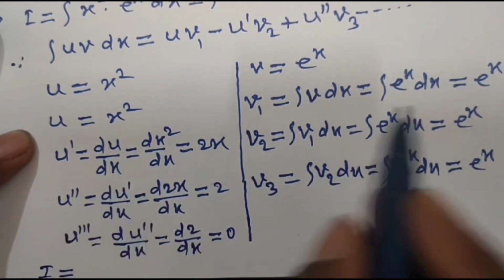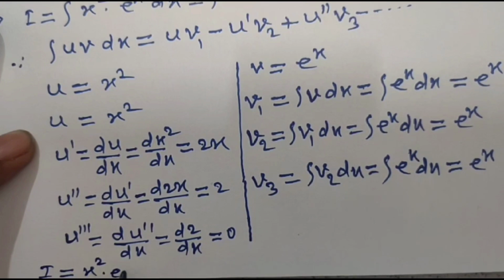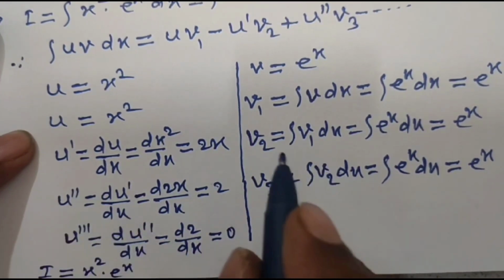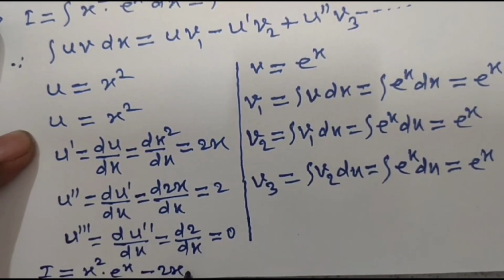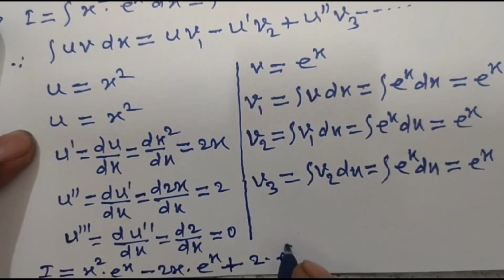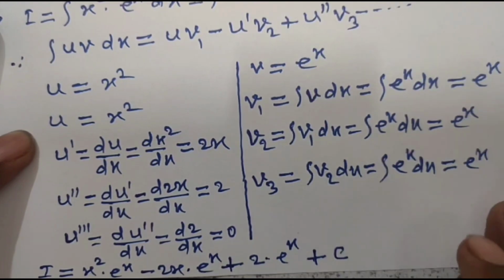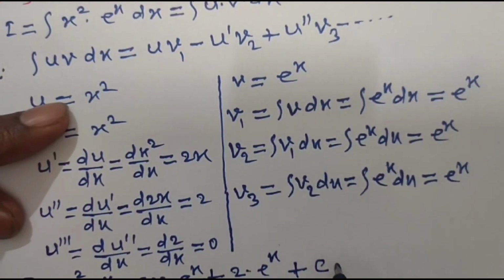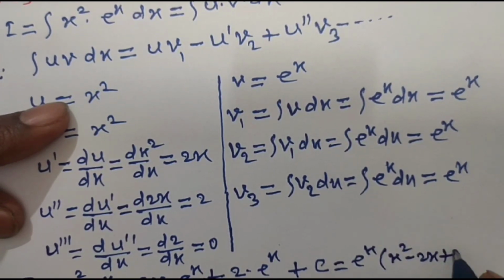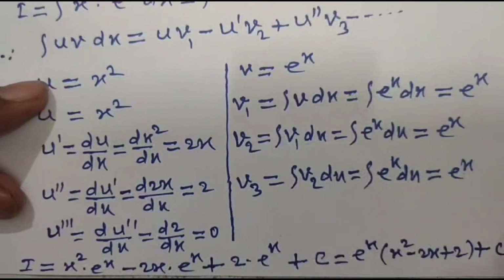u is x square e to the power x. x square into e to the power x minus u dash v2, minus 2x into e to the power x, plus u double dash v3, that is 2 into e to the power x. u triple dash is 0, so plus integral constant c. If you want, you can take e to the power x common from the first three terms, and then you can write this as e to the power x into (x square minus 2x plus 2) plus integral constant c. And this is the answer.